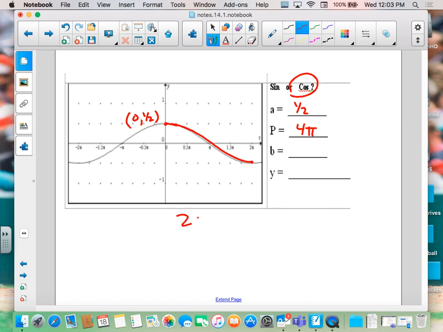So now to find b, 2 pi divided by b has to equal 4 pi. The higher this number makes this a fraction. B is a half. I'm just going to use the guess and check. If you want to multiply both sides by b and solve for b, you sure can. So my answer for our last problem is 1/2 cosine 1/2 x.